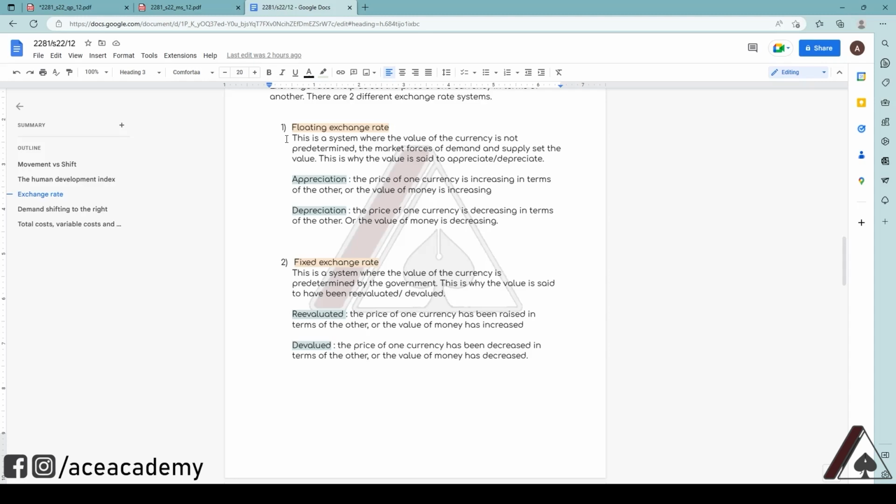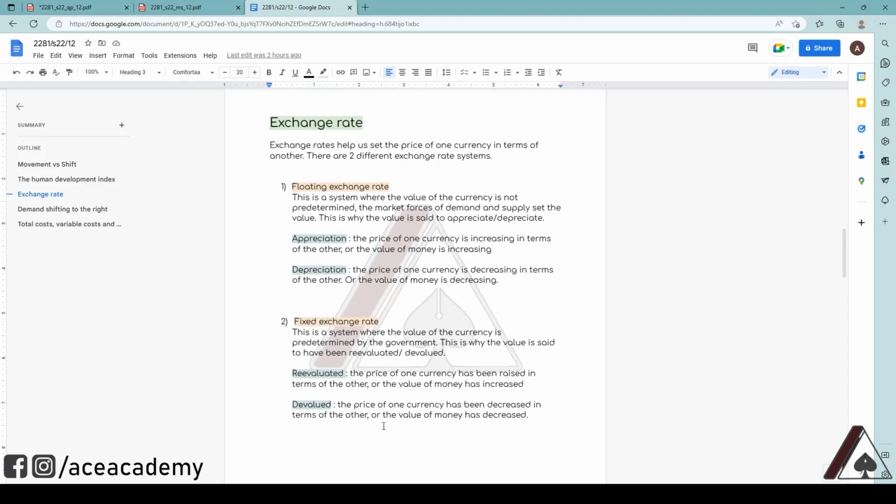They're revalued by the government, or they're devalued by the government, and that is why these terms are used in a fixed exchange rate, right? So that is how you can remember why these two would be different from these two.